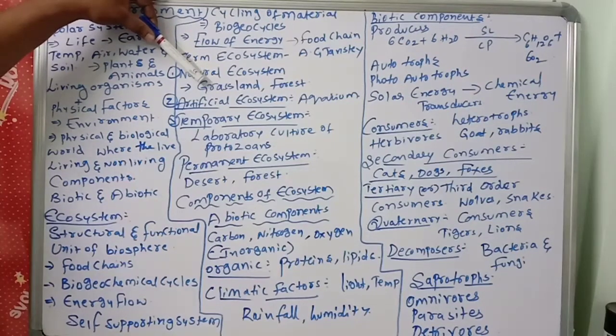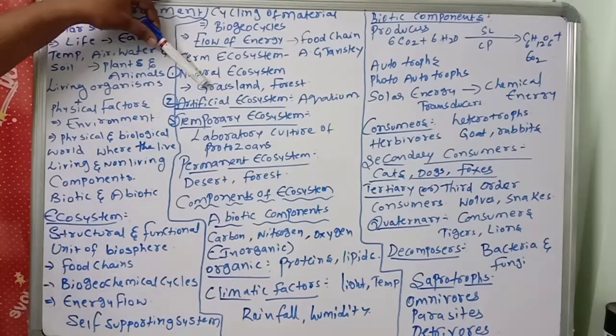Like that, everything is operated by nature only. It is an ecosystem operated by nature. That's why it is a natural ecosystem. The forest is maintained by nature only. So that's why the forest is a natural ecosystem.